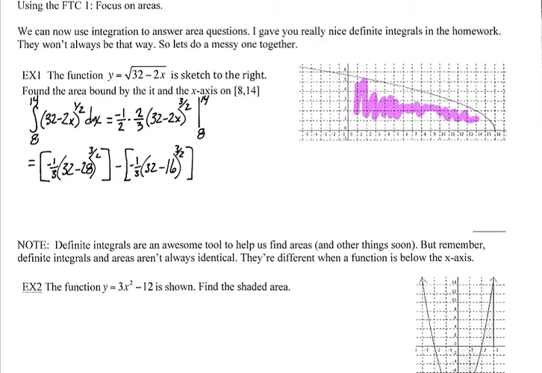And then when I evaluate that, I get -1/3 times 8 minus -1/3 times 64, which is then equal to 56/3. All right. So this integral in example 1 gives us the area underneath the curve. And that's because the area underneath the curve, which is going to be positive, is above the x-axis.